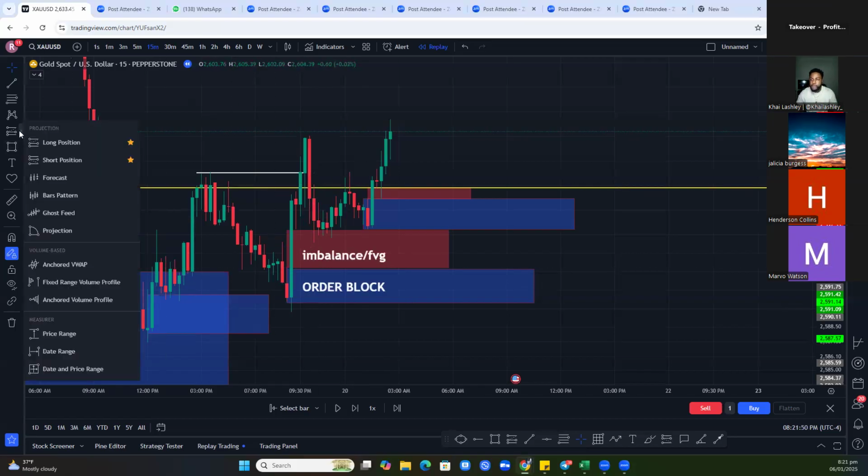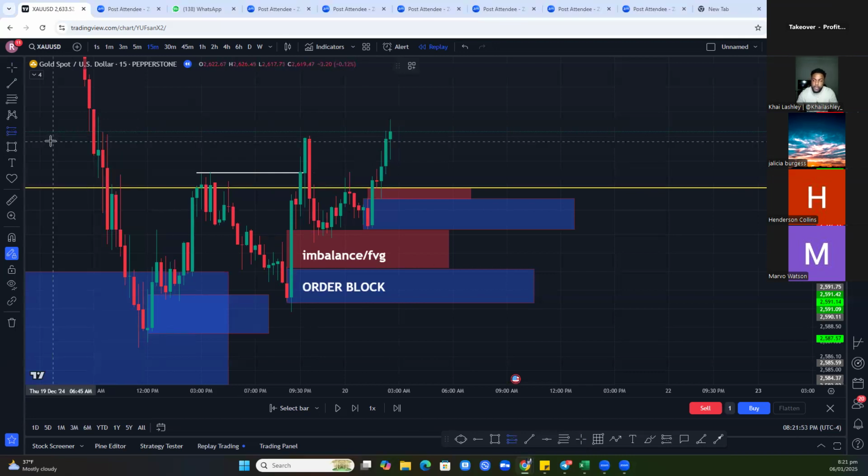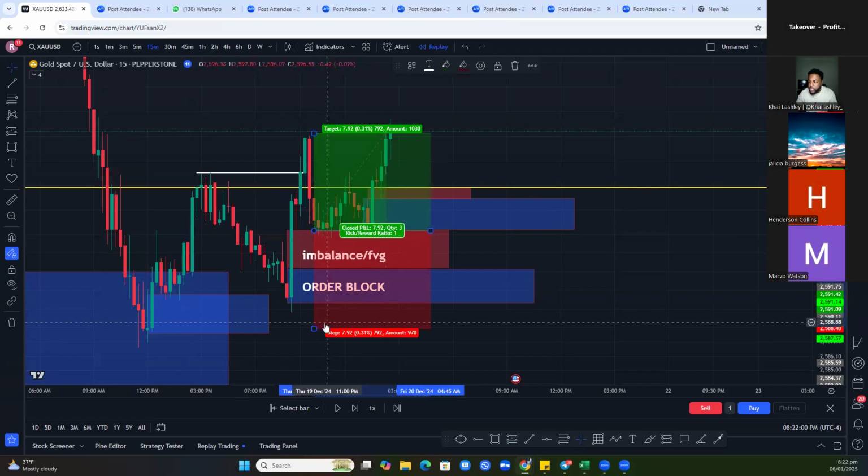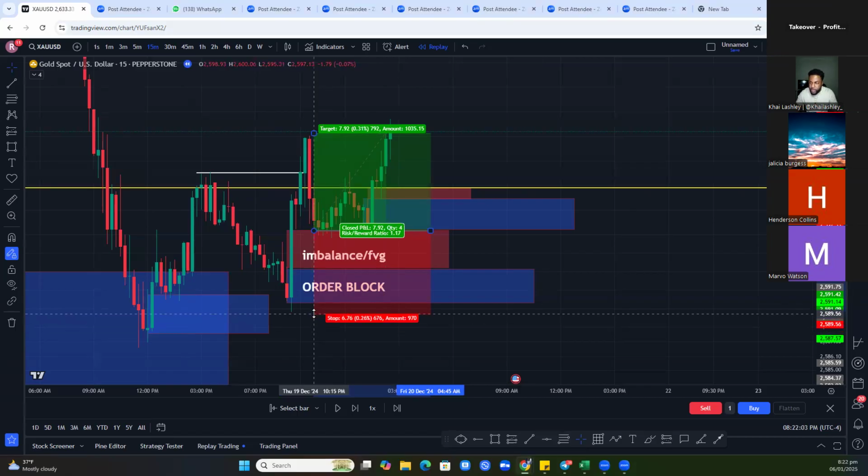Let me show you from this perspective as well. Let's say you enter from an imbalance area, this is your entry. This becomes your risk. So below that area here is where you will put your stop loss. Your stop loss becomes like 67 pips at that point. And you target the highs as a reward. You see here, that's like a 1-to-1 ratio. So you risk 67 pips to gain 79 pips as your risk to reward.